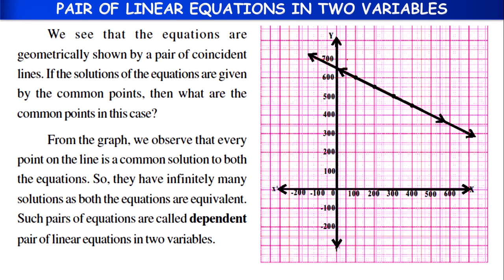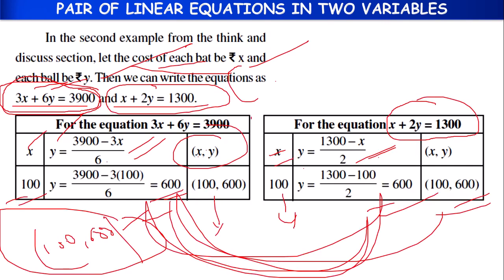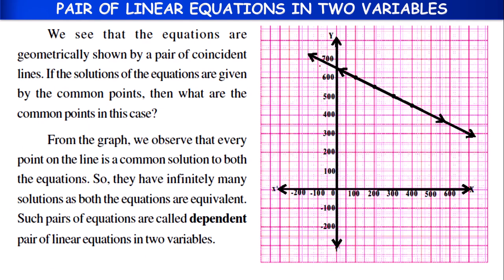In the same way, for the second equation also, we have to plot the points. But we have got the same points. So the second line lies on the first line with the same points, or both lines coincide with each other. It means they have every point in common. Because both are coincident, every point on them will be a solution for both equations.